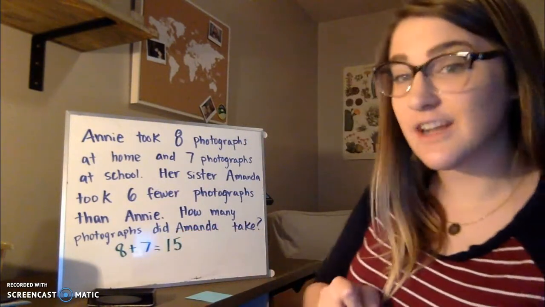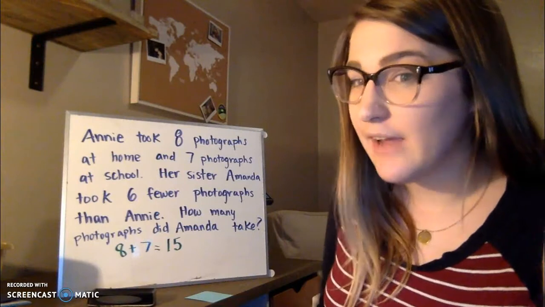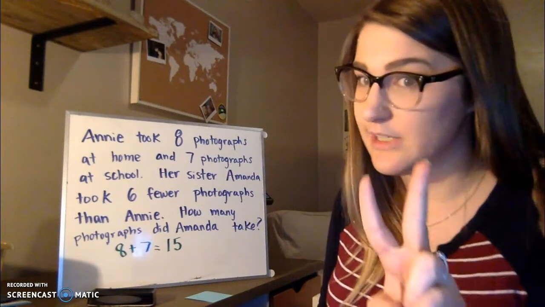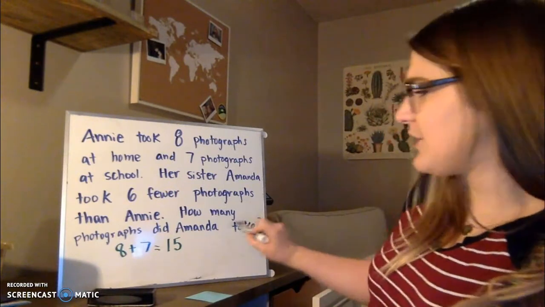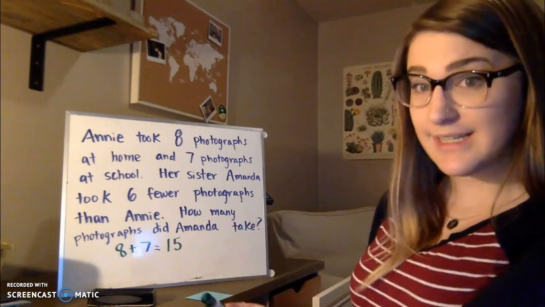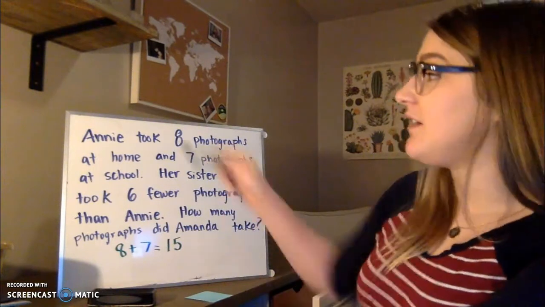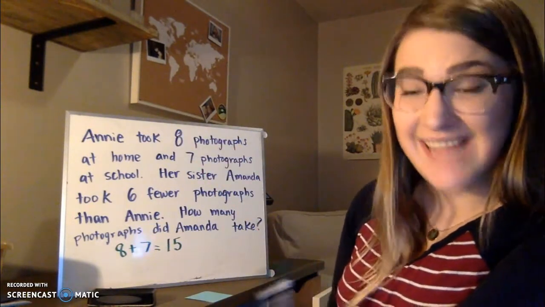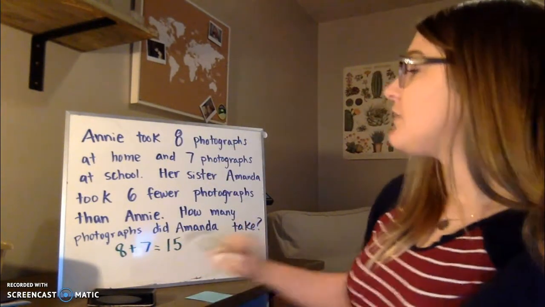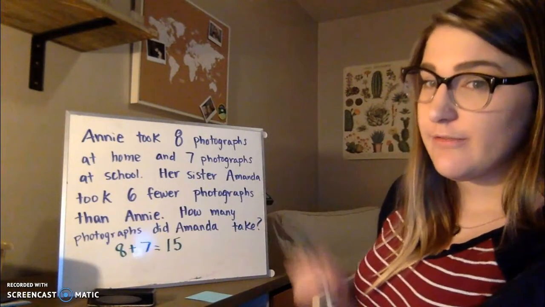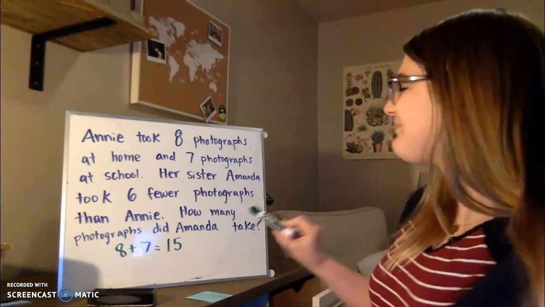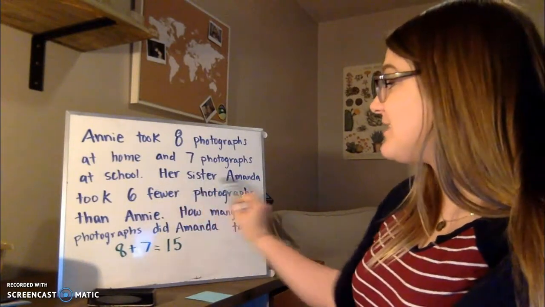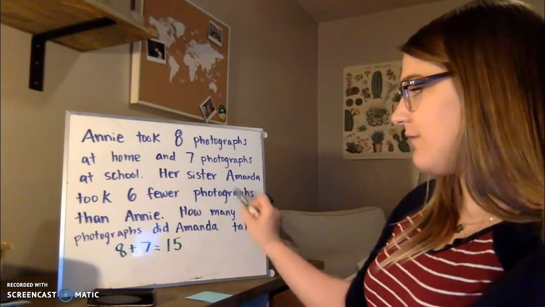All right, so now that's our first step. This is where Puzzled Penguin stopped, but we know that there's a second step. Because 15 doesn't give us the answer to the question, how many photographs did Amanda take? It gives us the answer to how many photographs Annie took, right? So let's see what we need to do to figure out how many photos Amanda took. So it says, her sister Amanda took 6 fewer photographs than Annie.